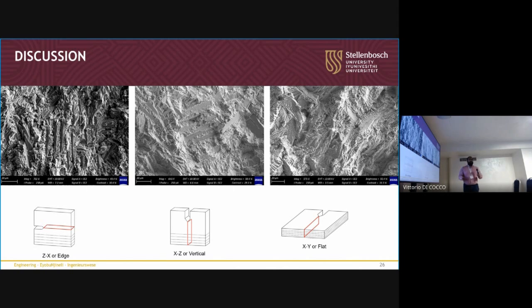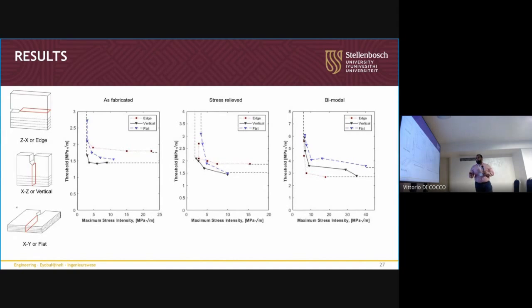So now you need to consider your Schmid factors and which slip plane is activated between your basal, your prismatic and your pyramidal slip planes. And so we ended up with a higher threshold with our bimodal in comparison to these as-fabricated.